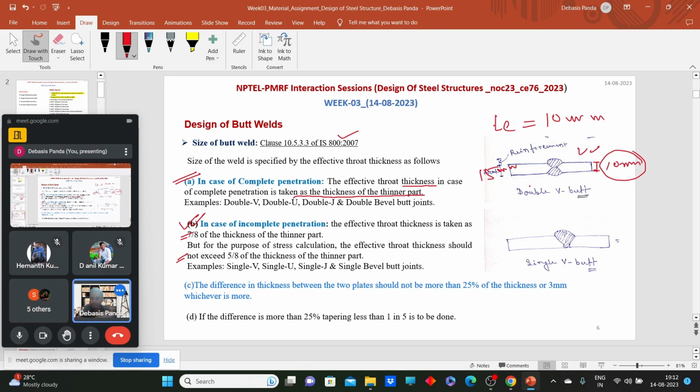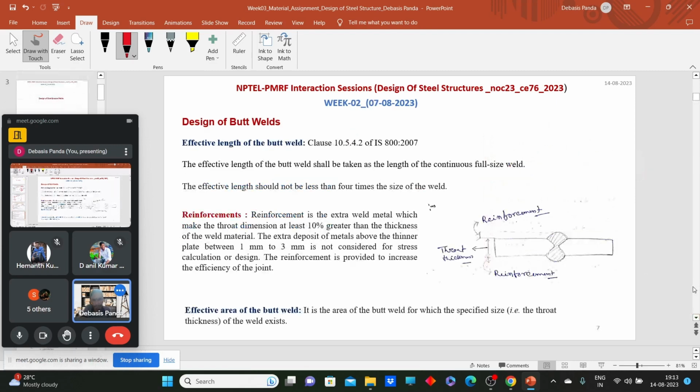Now the basic question comes in our mind, what should be the load carrying capacity or what should be the strength of this type of weld. So let's go quickly into the strength part. So before going to the strength part, we need to know the effective length.